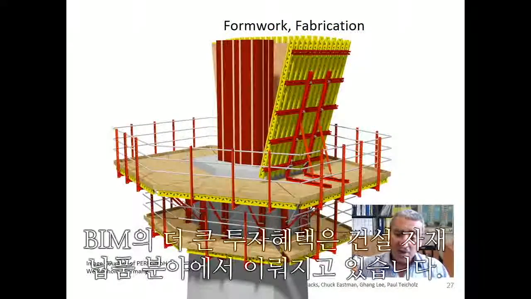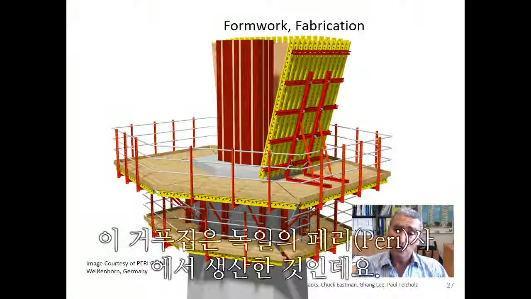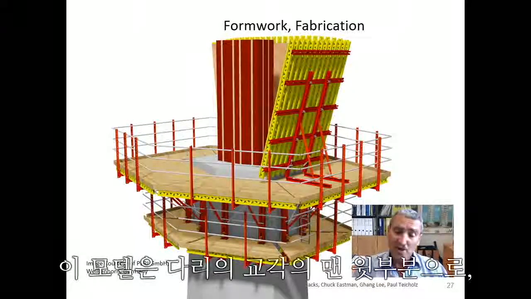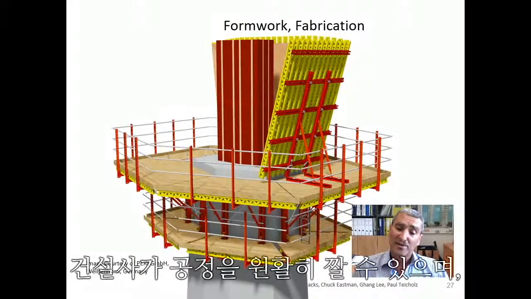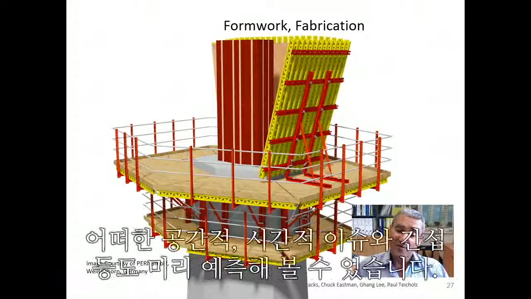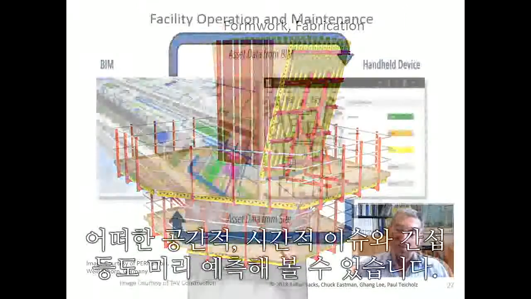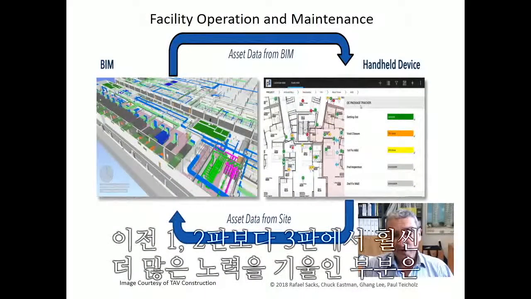There has also been a much greater investment in building modeling on the part of construction component suppliers. In this case, you see formwork produced by Peri in Germany, and this is the top of a bridge pier, and they're now able to provide model objects of very high resolution and detail with which contractors and others can plan the progress of construction and observe any kinds of issues or clashes and so on, both in space and in time.